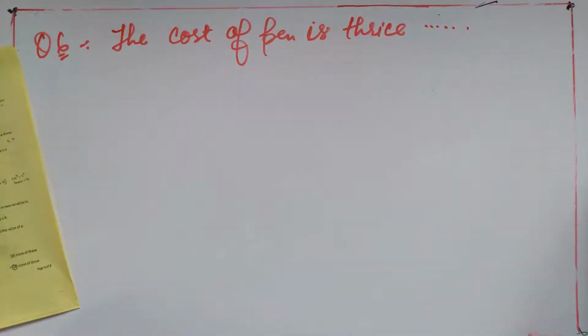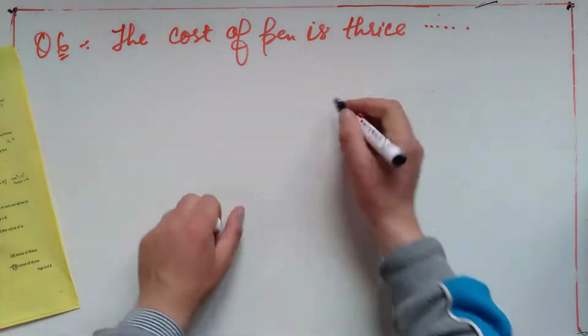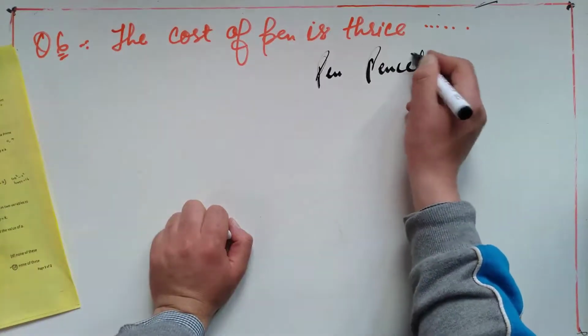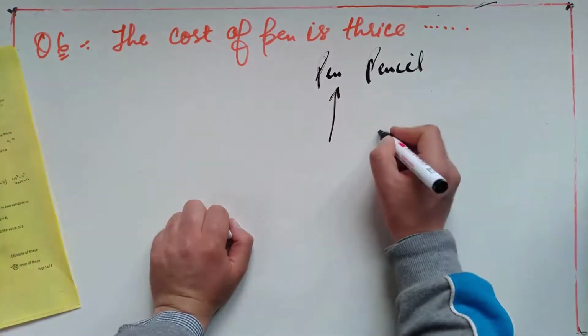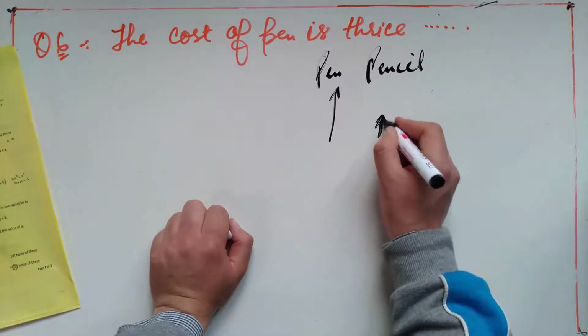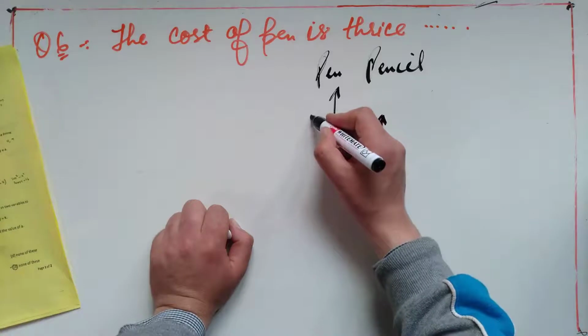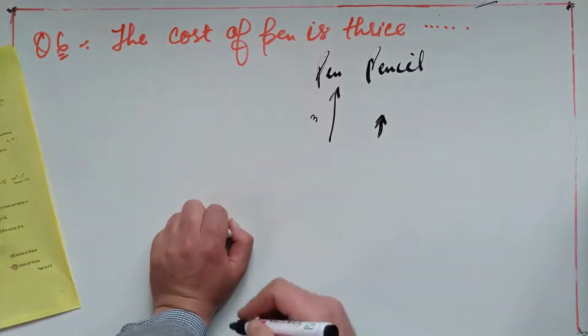Next question is also from linear equation in two variables. It says that the cost of a pen is thrice the cost of a pencil. Write a linear equation in two variables to represent this statement. So you say that there is a pen and a pencil, and pen has more cost than a pencil. Pencil is cheaper than pen. How much more cost does pen have? It has 3 times the cost of a pencil.